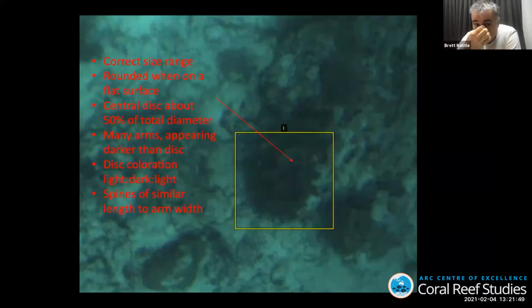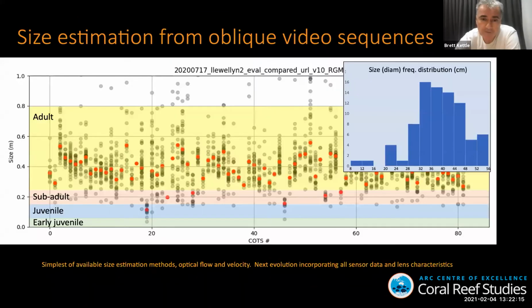It looks round when it's on a flat surface, the central disc about 50% of total diameter, many individual arms, and you can see some of them here and around here, over here and here. The coloration pattern, and the final giveaway was when you zoom in adequately, you can actually see the spines on the edge of the arm. So Russ and I both reviewed this and went, wow, the ML is starting to work. Russ, over to you.